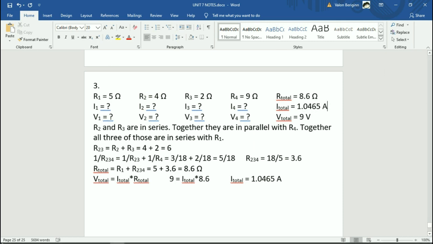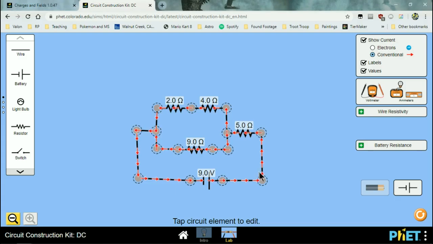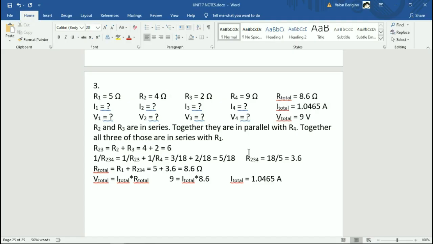Okay. So now we've got to think about our circuit rules, right? Remember, these are the numbers for the battery. So is there anything in series with the battery? Yes, R1 is in series with the battery.